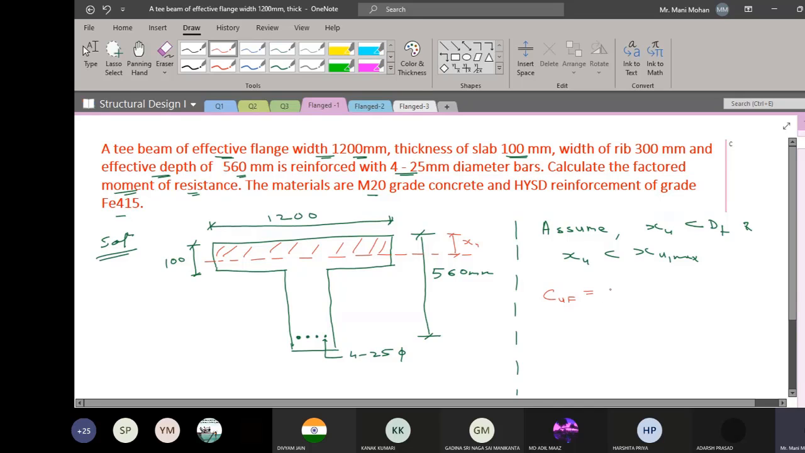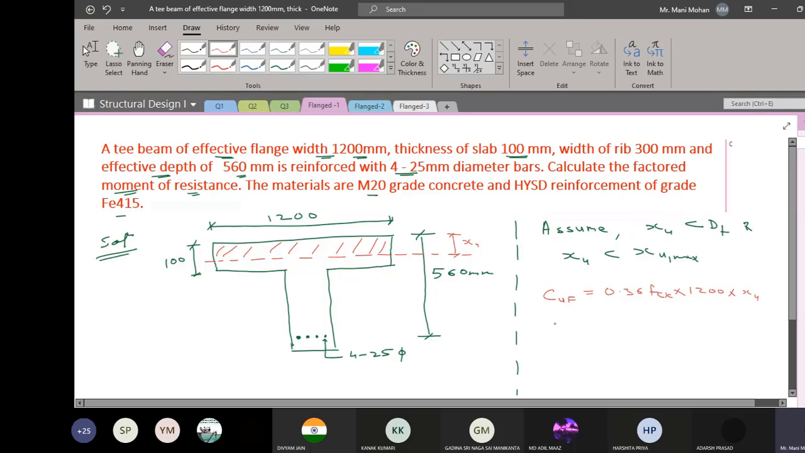Average compressive stress, which is 0.36 FCK into shaded area. Shaded area is going to be what? Width of flange, effective width of flange into XU. So I can write 1200 into XU. So I can get this compression force in flange.